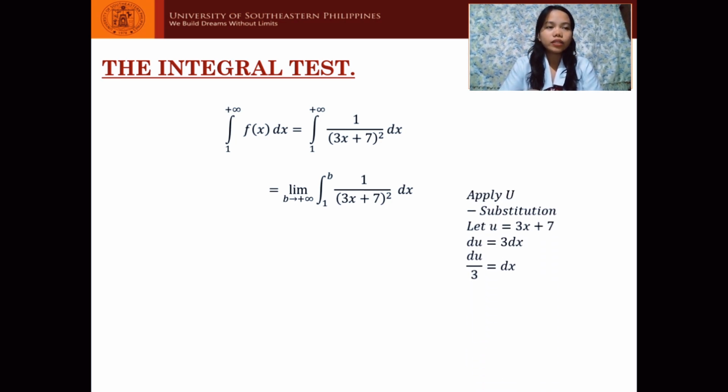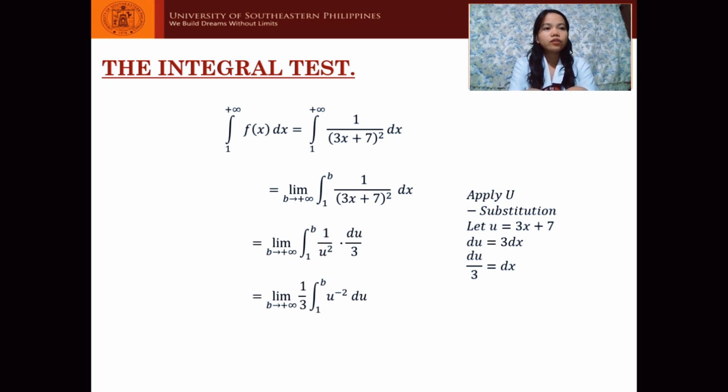Equate this to find the dx. The dx that we're going to have is du over 3. After this, we apply the u substitution. It will be the limit as b approaches positive infinity of the integral of 1 over u squared multiplied by du over 3 from 1 to b. After this, we take out the constant, which is 1/3.